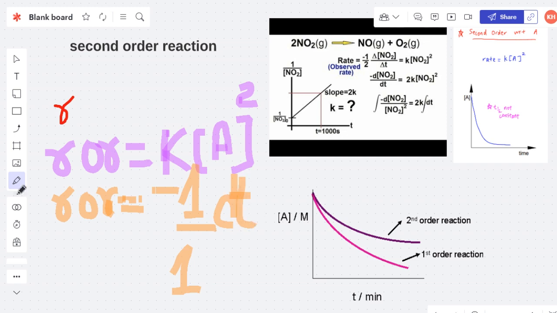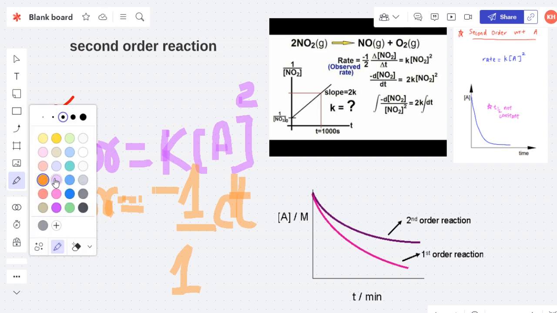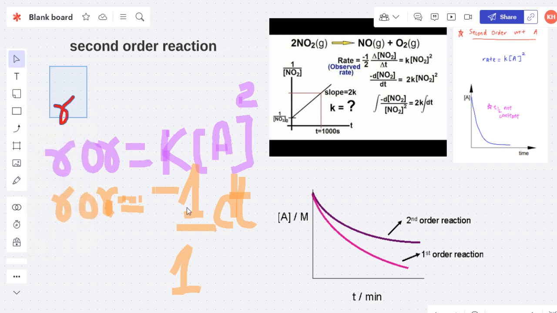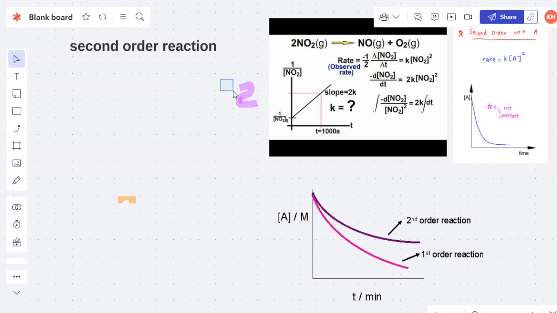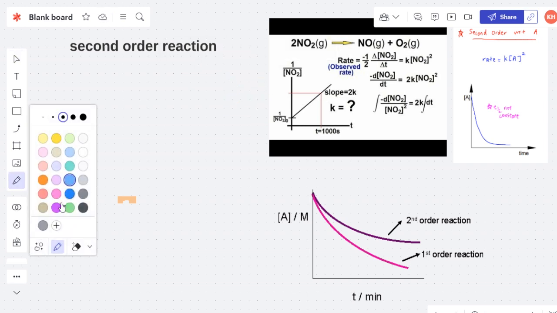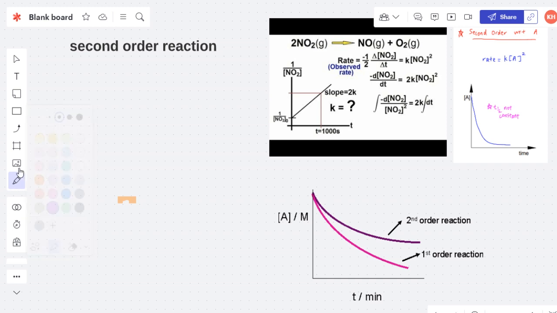Okay, let's do a derivation of it. How can we derive the formula for the second order reaction? Although this is a logarithm formula, it is very important for the graph purpose. So let's derive the formula here. Let's take this marker with the dark color. We know that the rate of reaction, I've just written ROR, is equal to the rate of reaction.